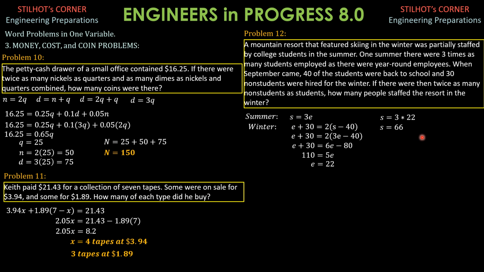S equals 66. So during the winter, the number of staff NW equals quantity 22 plus 30, non-students, plus students 66 minus 40 during the winter. So 52 plus 26 is 78.